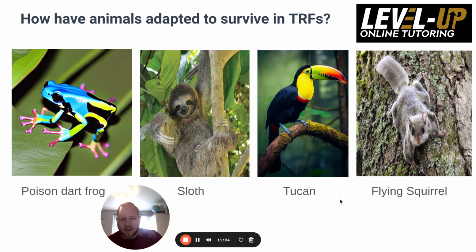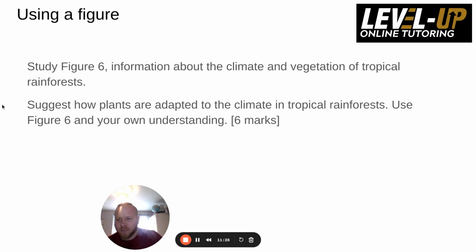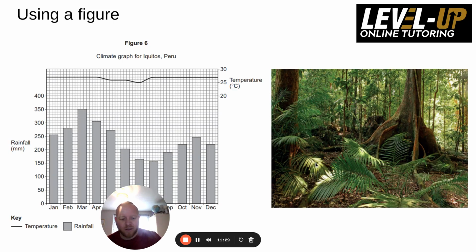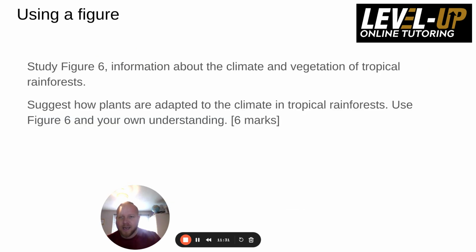Okay. Finally, in terms of application, here's an example question. Study figure 6, which I'll show you is here. It's 2 different parts: information about the climate and vegetation of tropical rainforests. Suggest how plants are adapted to the climate in tropical rainforests. Use figure 6 and your own understanding. So again, bug the question, box the command word, suggest how, give me reasons for. Underline the focus: plants, adapted, climate, rainforests, figure 6, own understanding.